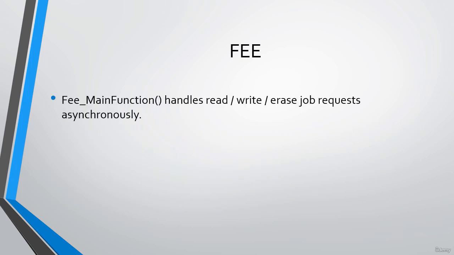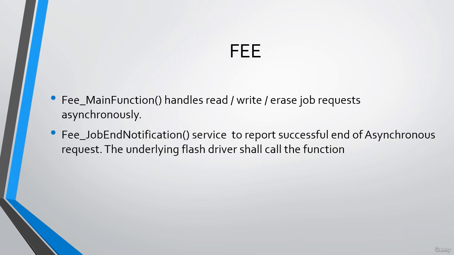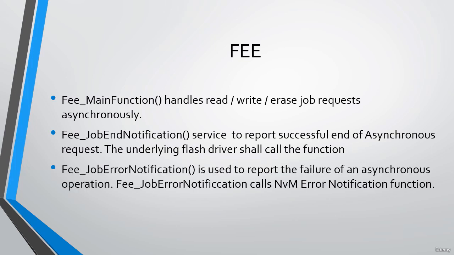Now, the fee main function is also another important function, and this is handling the read, write, erase job requests asynchronously. Similar to the EA module, we have notification functions here. The first one is the job end notification, which reports successful end of an asynchronous request. The underlying flash driver will call this notification function. Another notification function is the job error notification. It is used to report the failure of an asynchronous operation. If some failure occurs, this notification is called.